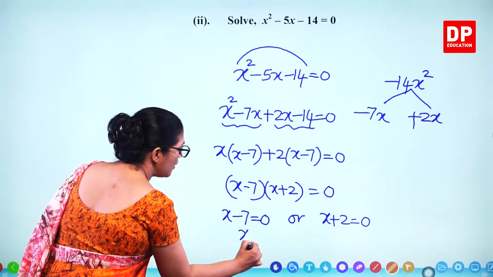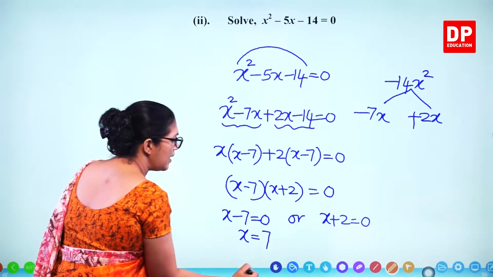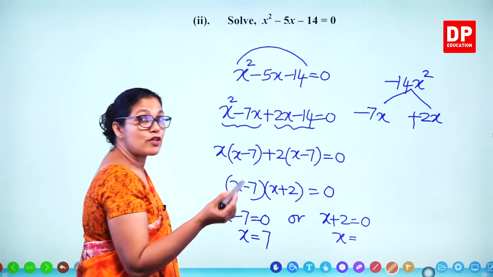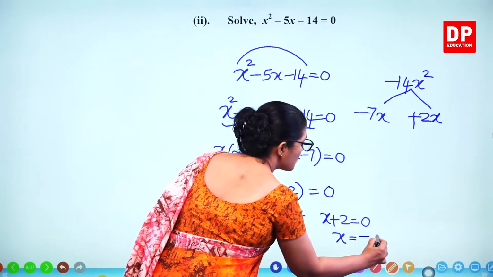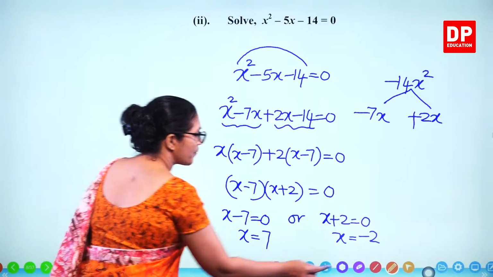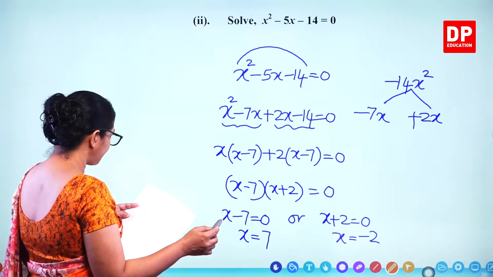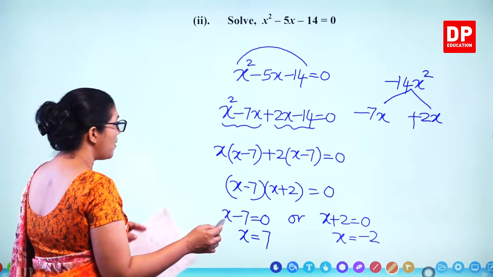So what's the x value? Take minus 7 to the other side. That's 7. When you take 2 to the other side, that becomes minus 2. How many marks? 3 marks for that.